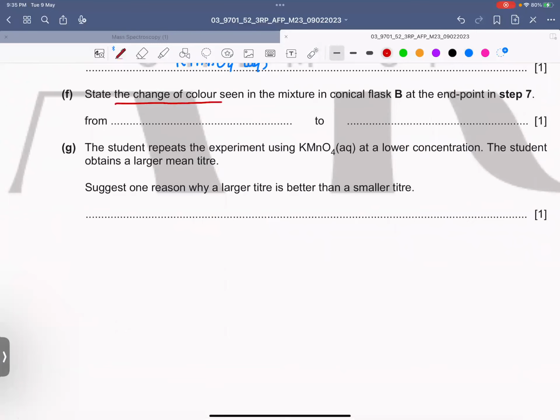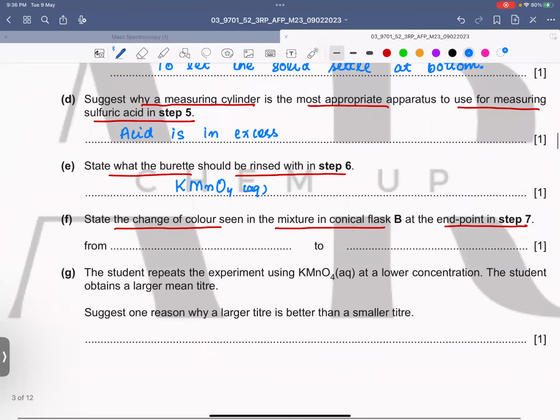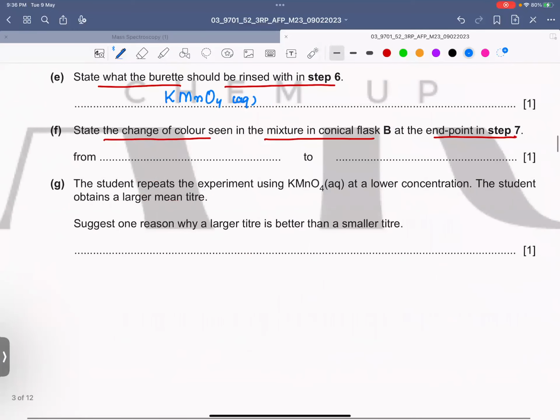Now, state the change of color seen in the mixture in conical flask B at the end point of step 7. We have already discussed that whenever potassium manganate is in the burette, the end color is pale pink, and normally the initial color in the conical flask is colorless.